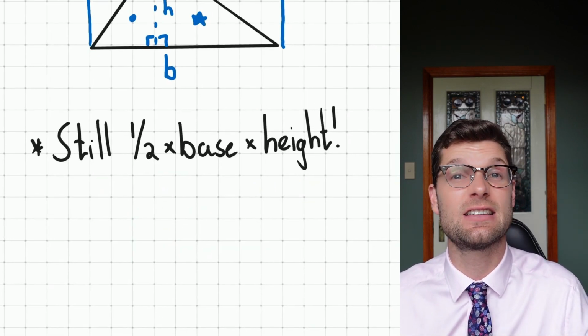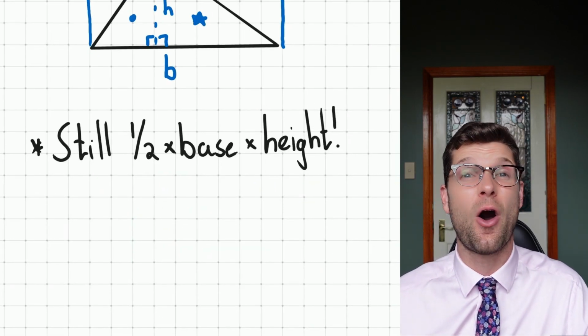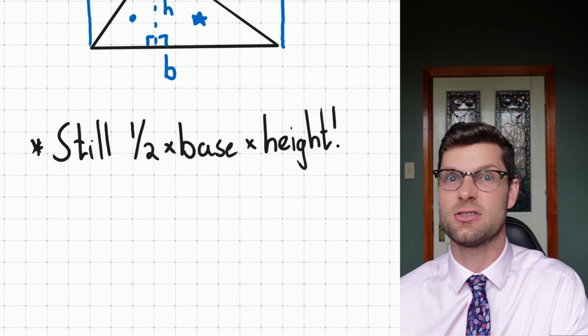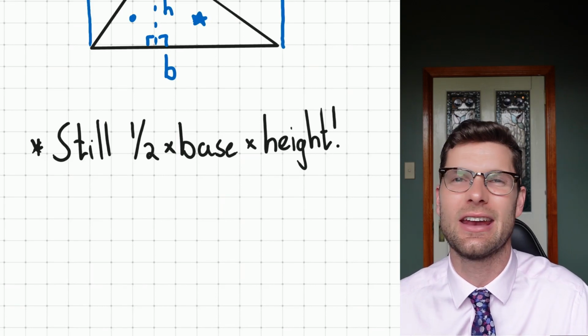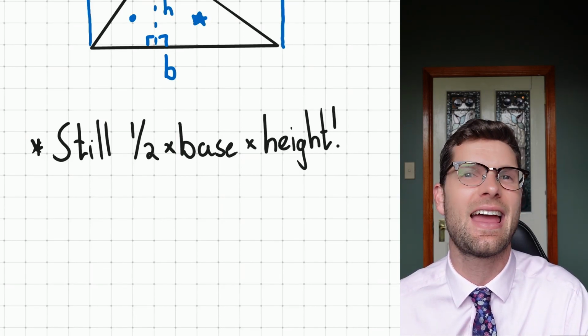So when we leave this lesson, the only thing you need to be able to do is find the area of a rectangle, base times height, and then multiply that by a half. If you can do that every time, you're going to get all of these triangle questions right every single time.